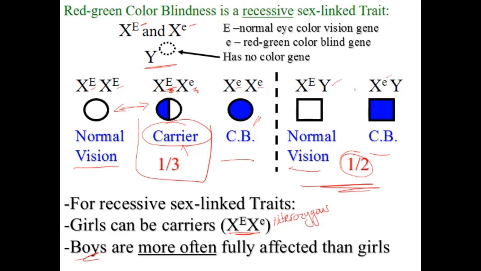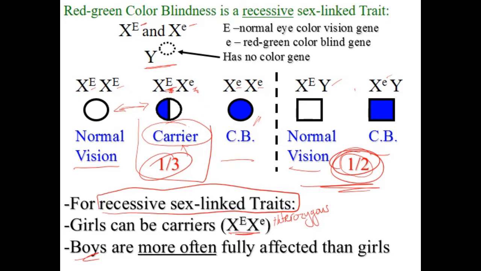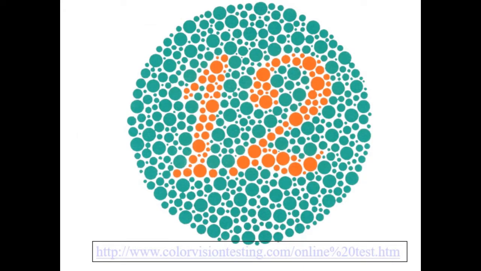But the boys are more often, because it's 1/2 versus 1/3, more often fully affected than the girls, just by pure statistics. With the boys, you have a 50-50 chance. With the girls, statistically speaking, you have a 1 out of 3 chance. Those are two traits that always show up for recessive sex-linked traits in pedigree diagrams.